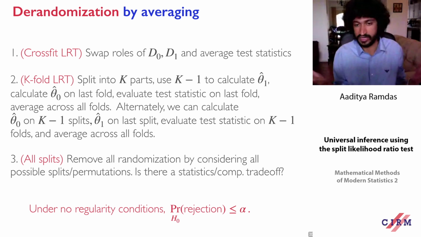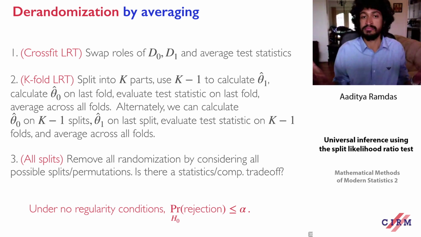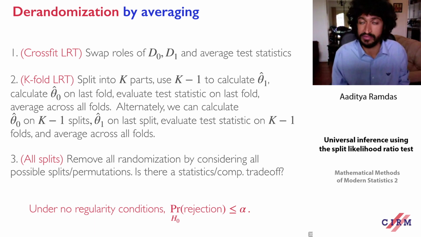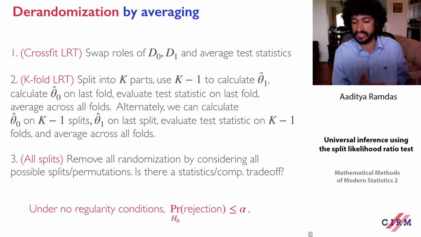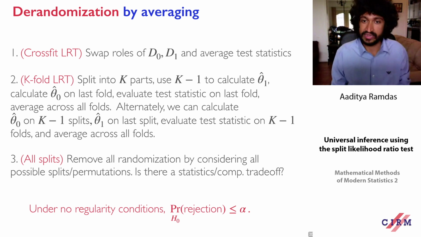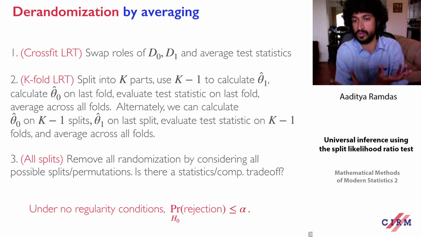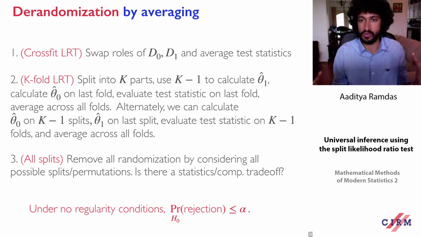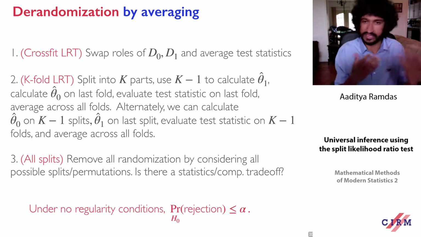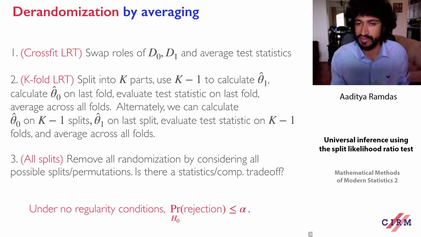Okay, I mentioned before that this is a randomized test. We split the data into D0 and D1 at random, but we can de-randomize by averaging. It's extremely simple. Remember that the only thing we really used was Markov's inequality. So the expected value of the statistic was at most 1. It turns out that, for example, we can apply the CrossFit LRT in which we swap the roles of D0 and D1. Average the two test statistics that you get with D0, D1 and with D1, D0. Because each expected value was at most 1, the average statistic also has its expected value at most 1. It leads to a valid test.